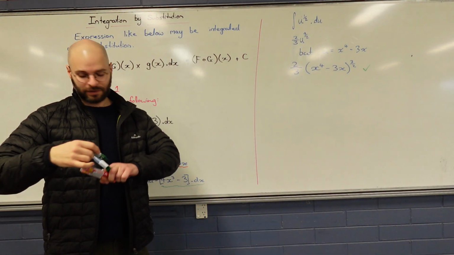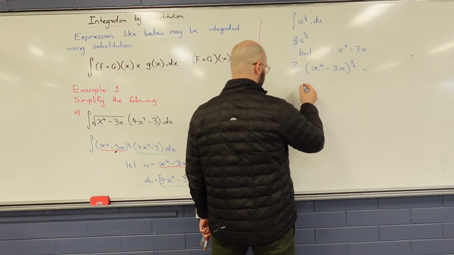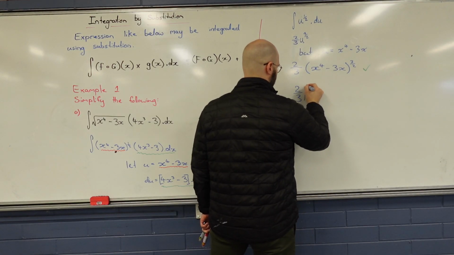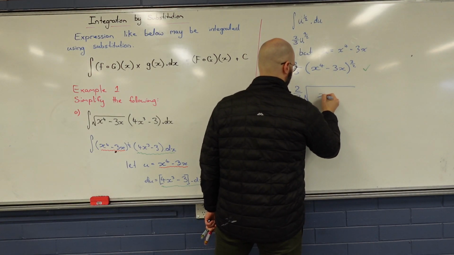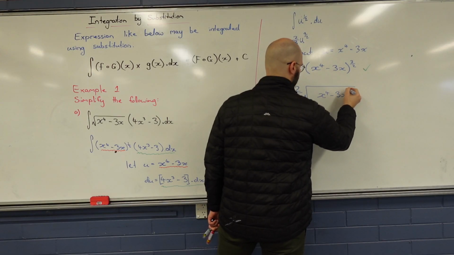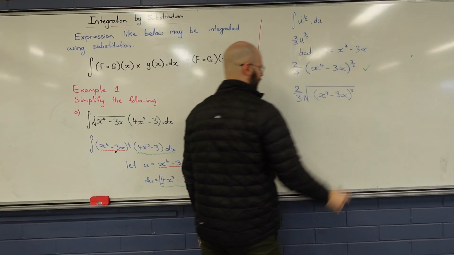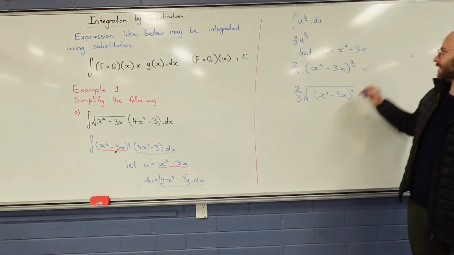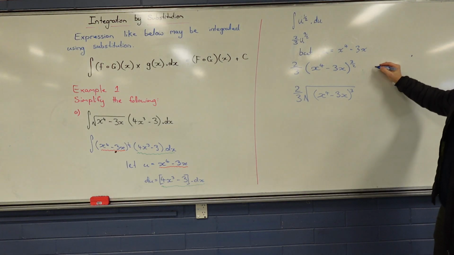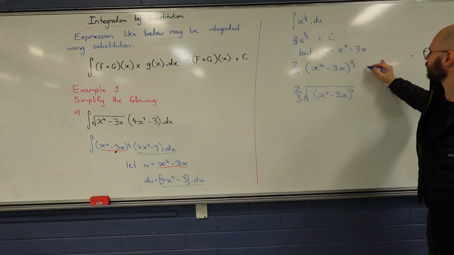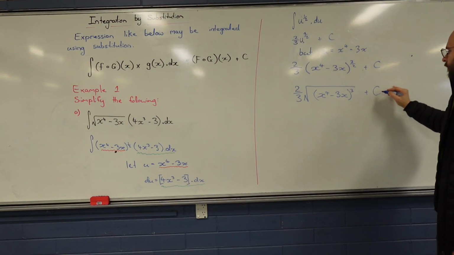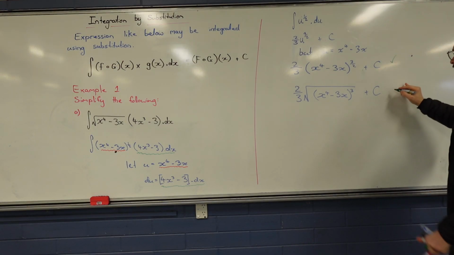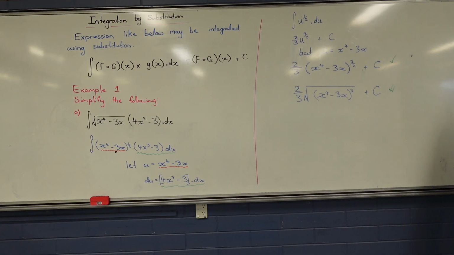Now if we wanted to write this with our radical symbol, then of course we can do that as well. It's just 2 over 3 and then inside a radical we're going to have the x to the 4 take 3x raised to the power of 3. And what did I forget? Plus c. Plus the constant of integration. Correct, and you get double points for something looking very sophisticated.